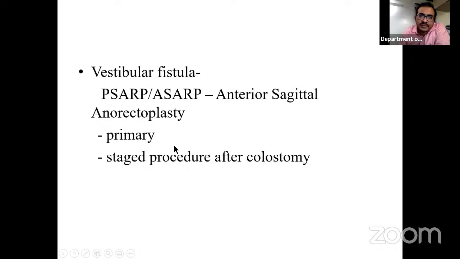So usually we do a primary procedure if the patient has been on our follow-up since birth. But sometimes patients present very late. As I have shown you, this is the cologram of a 6-year-old female. In such a patient, we have to do a colostomy.